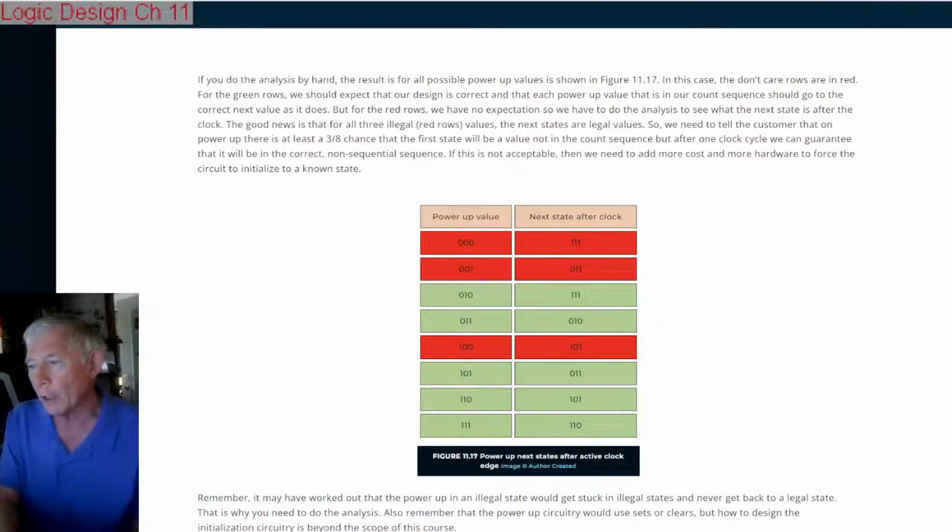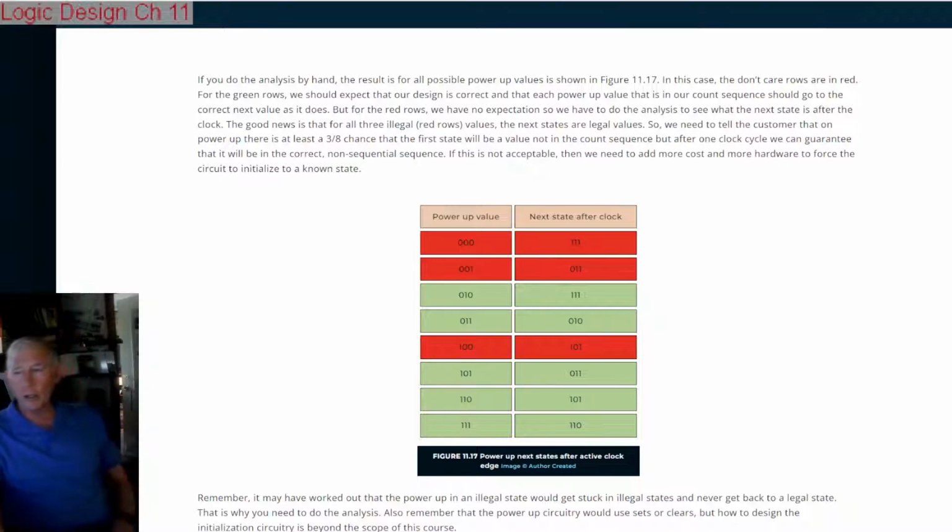What happens if we start in 001? Well, you can see I did the analysis and we're going to go to 3011, which is also one of our desired sequences, so we're okay. What if we come up in 4? It turns out we go to 5, also one of our desired sequences. So everything's okay. Here's what we have to tell our customer: there's a 3 out of 8 chance when we first power it up that the first state will be one of the states we didn't particularly want, but after 1 clock cycle, we can guarantee we'll be in one of the desired states, and from then on out, it will count in exactly the right sequence.